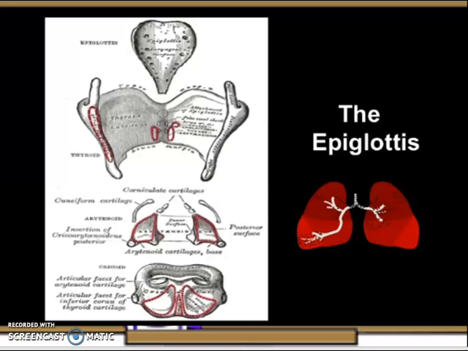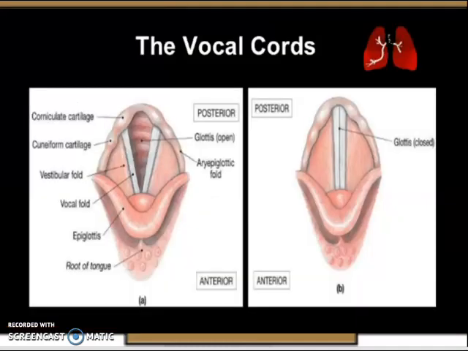The epiglottis helps prevent swallowed materials from entering the larynx. As the larynx elevates during swallowing, the epiglottis tips posteriorly to cover the openings of the larynx. Two elastic ligaments or vocal cords are also found in the larynx, which produces our voice.